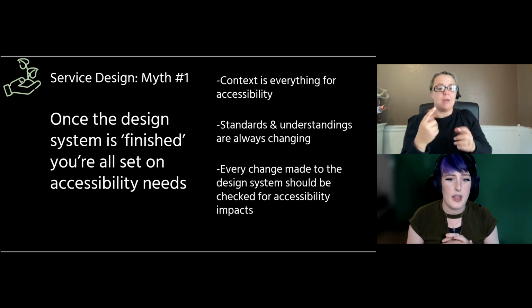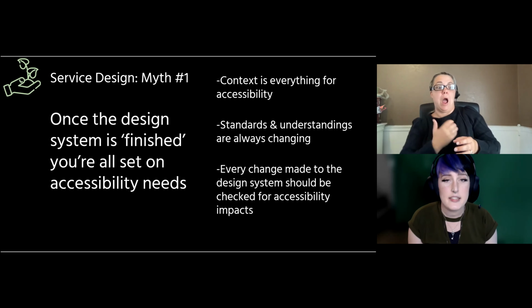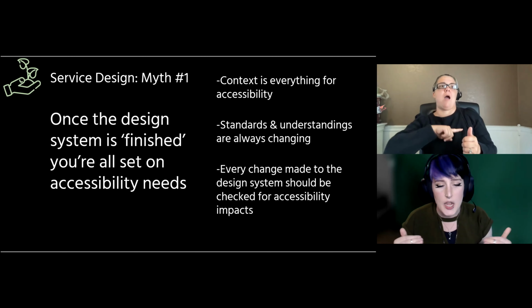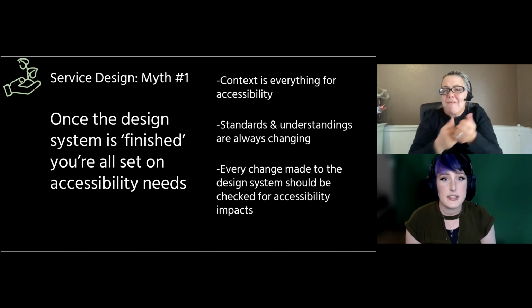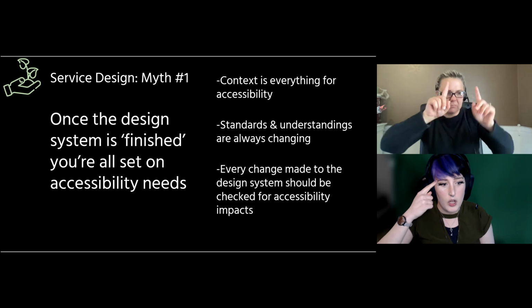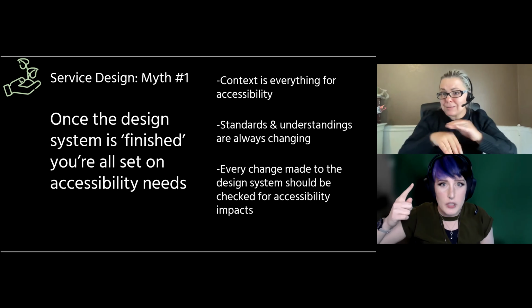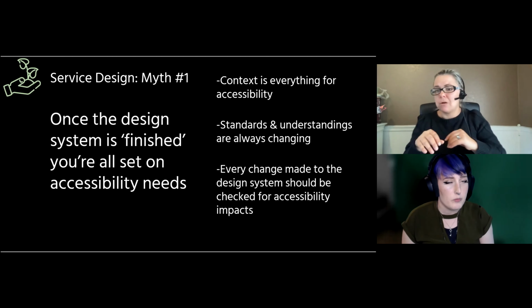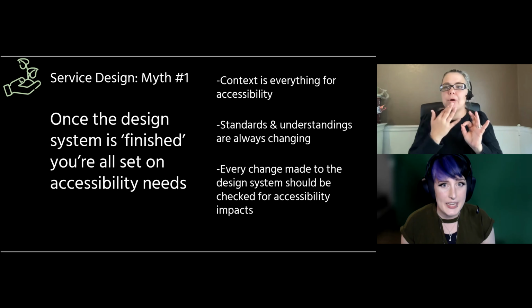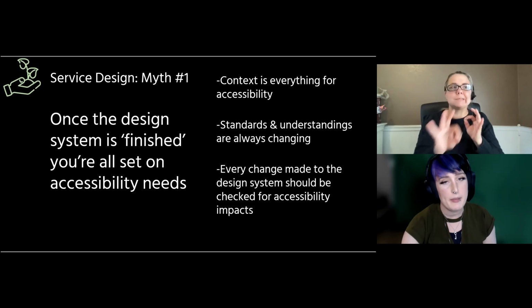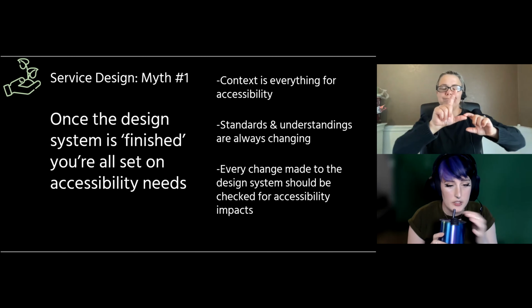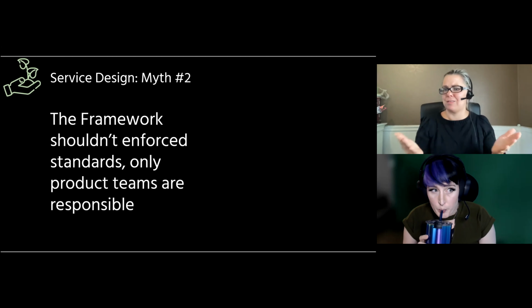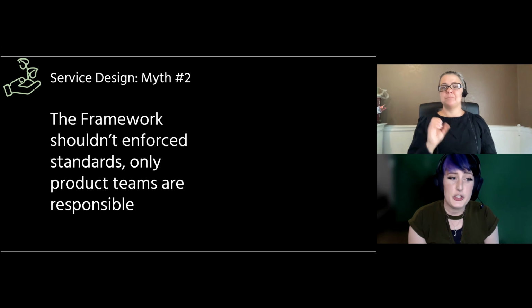I like to say that a design system is living and breathing. It's not done. There is no done. Every change made to the design system should be checked for accessibility impacts. It's amazing. You wouldn't think a simple color change or a simple outline change or a simple change in the way we underline things, something as simple as that could have really big ripple effects for the accessibility of different applications, products, services.